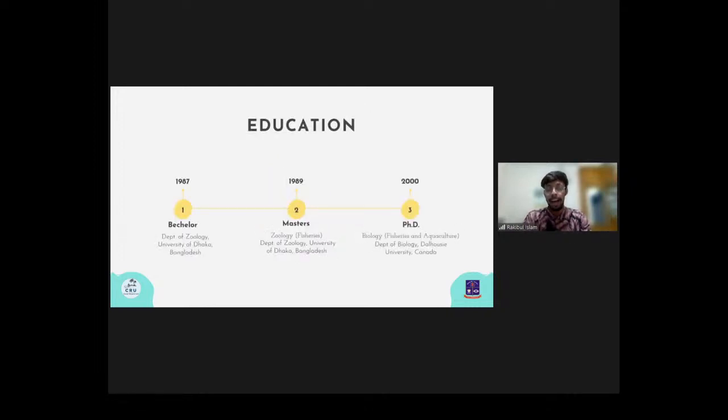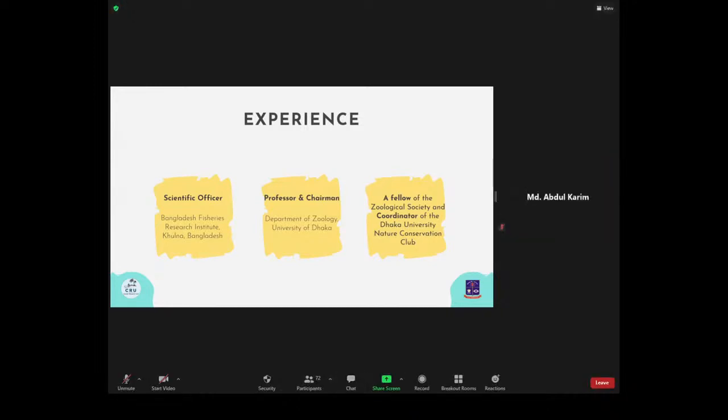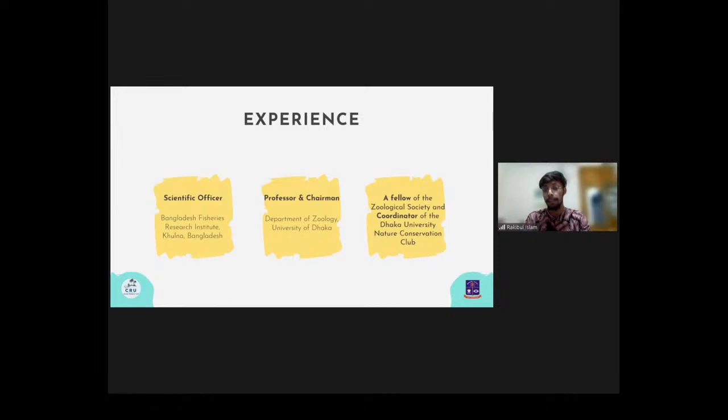Professor Naser has completed his bachelor and master's degree from Department of Zoology, University of Dhaka. And he achieved his PhD degree from Dalhousie University on a specialization of fisheries and aquaculture from Canada. His professional career begins as scientific officer in Bangladesh Fisheries Research Institute. Later on in 1991, he joined as a lecturer in Department of Zoology, and now he is heading the department as its chairman in the University of Dhaka.